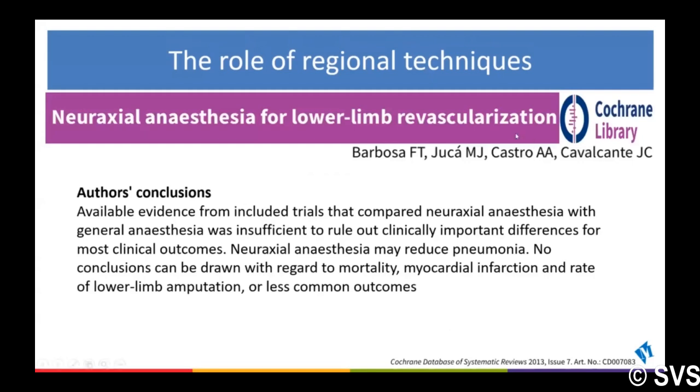Another important study was the Cochrane review on neuraxial anesthesia for lower limb revascularization. And these authors' conclusion included that the available evidence from included trials that compared neuraxial anesthesia with general anesthesia was insufficient to rule out clinically important differences for most clinical outcomes. Neuraxial anesthesia may reduce pneumonia. No conclusions can be drawn with regard to mortality, myocardial infarction, and the rate of lower limb amputation, or less common outcomes.